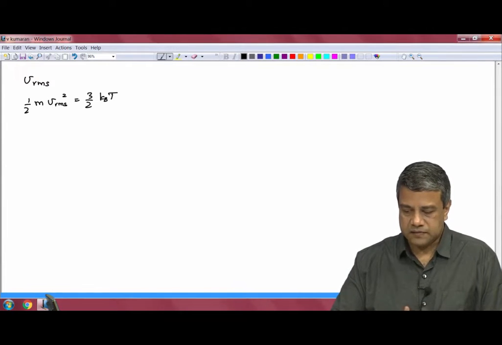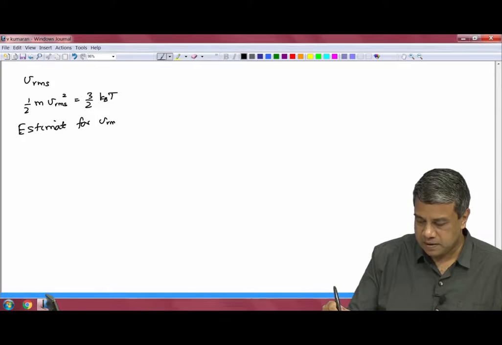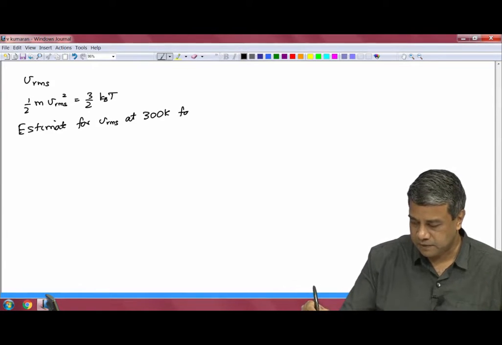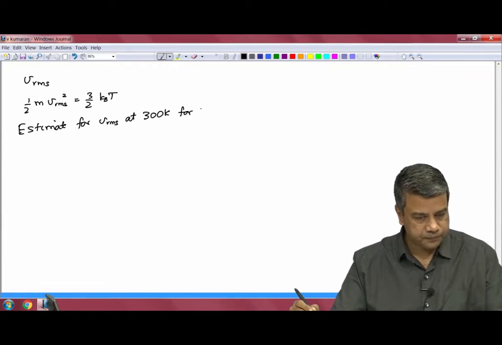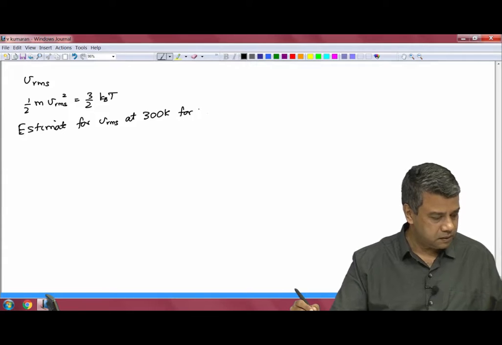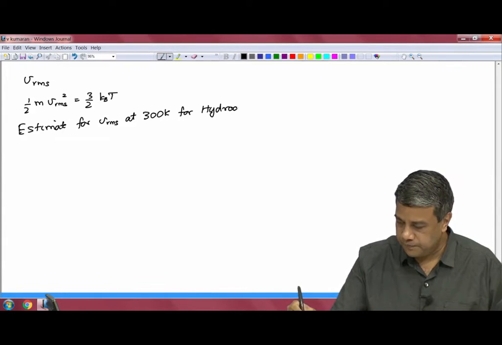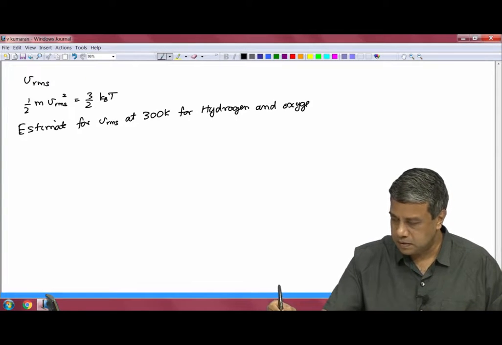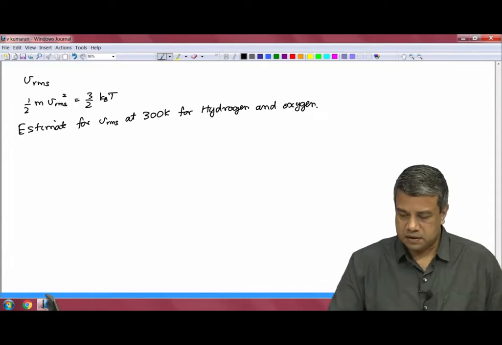So, let us find the estimate for Vrms at 300 Kelvin for hydrogen and oxygen. Let us estimate the root mean square velocity for hydrogen and oxygen at 300 Kelvin.